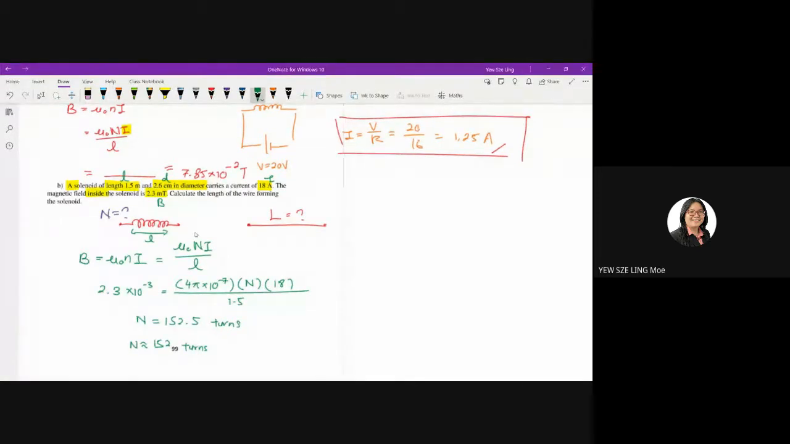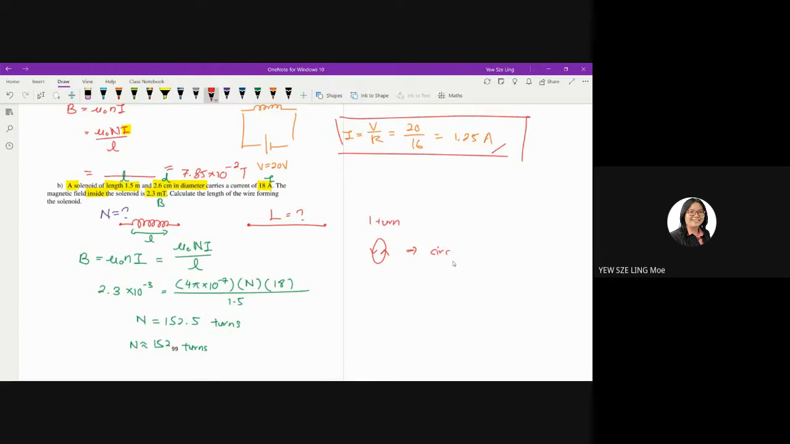Now calculate the length of the wire forming it. How to calculate the length of the wire forming it? So one turn, this is one turn. We look at the circumference of the turn. This is a turn in the solenoid. So one turn.